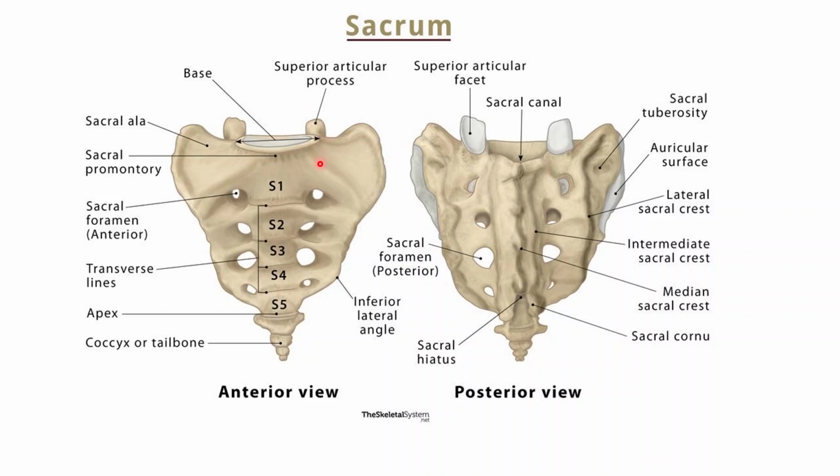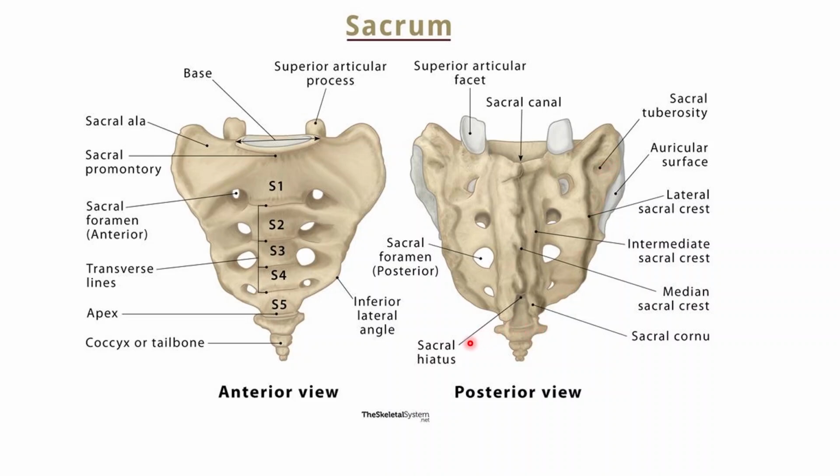We have the S1, S2, S3, S4, and S5 right here, and all of these little lines are the transverse lines. Again, they are remnants, or the regions of fusion between all of the sacral vertebra. We have on either side, laterally from the S1, the sacral ala, also known as the wings of the sacrum. They project on either side, and that is their name, sacral ala. We have the sacral tuberosity. On the posterior view of the sacrum, we have the sacral tuberosity, which is a site for ligament attachment.